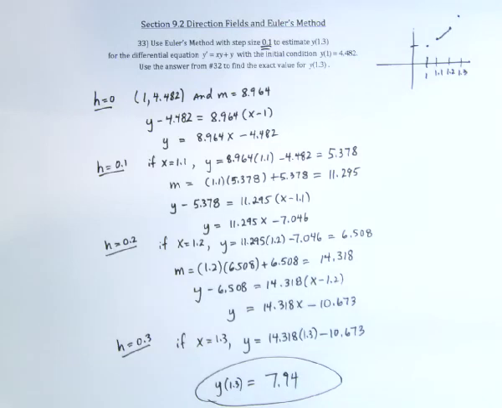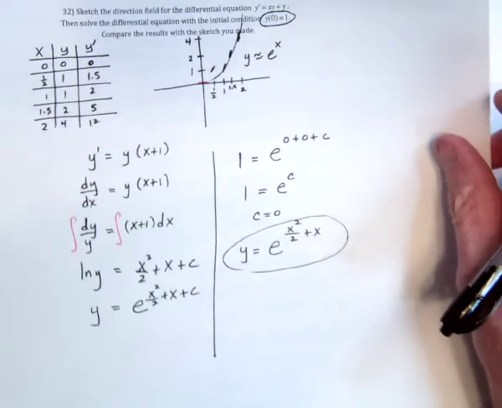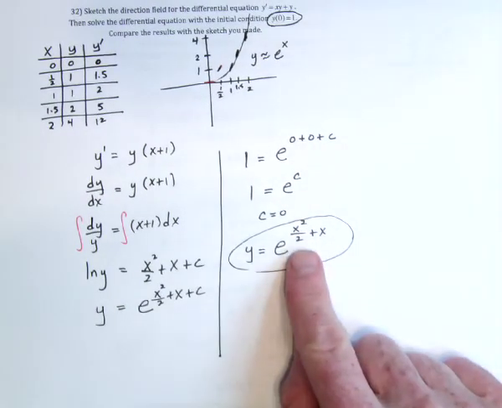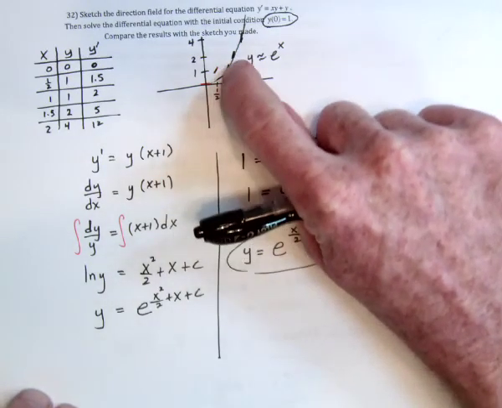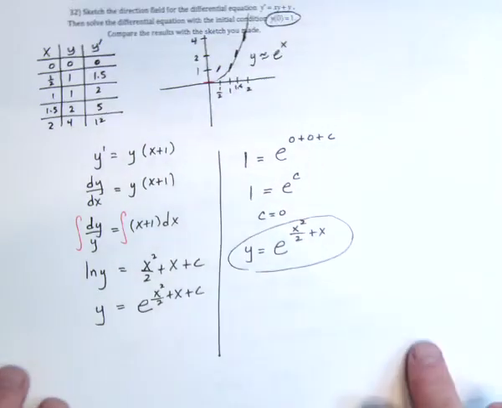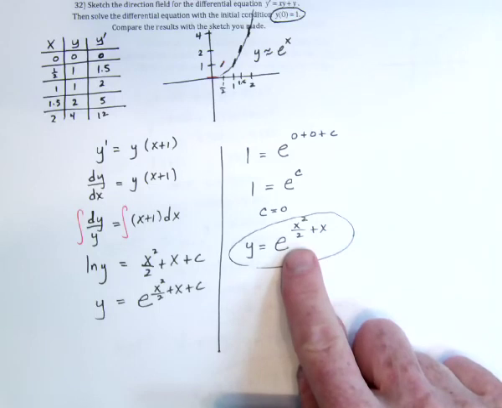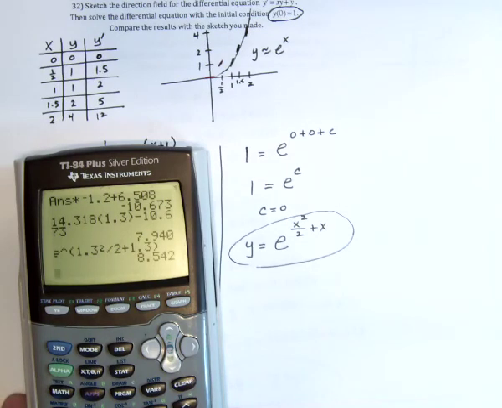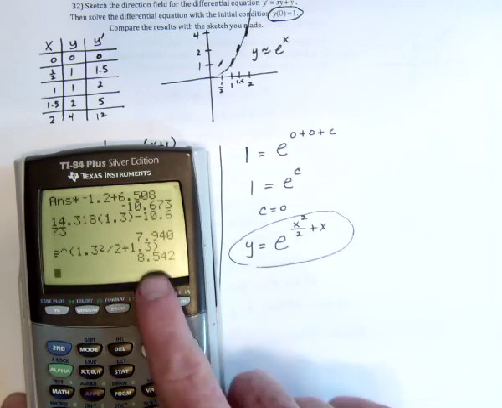And now the last part is to check. If you go back to number 32, this was the solution that we got. So this is the exact solution. This is the actual y value that we were following along with those little straight lines. And then substitute 1.3. So you'd have e to the 1.3 squared over 2 plus 1.3. The actual answer is 8.542.